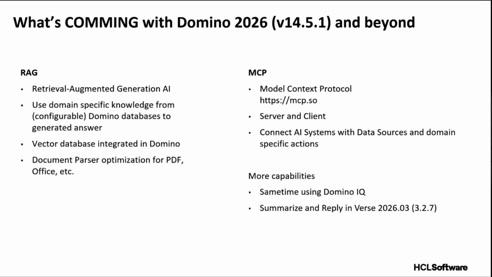Another major addition is MCP, the Model Context Protocol. MCP will be exposed through Domino REST APIs, and it can enable AI systems to take action, not just respond with text, which is very important for our Domino developer community. With RAG and MCP now in place, Domino IQ can move beyond just answering simple questions.